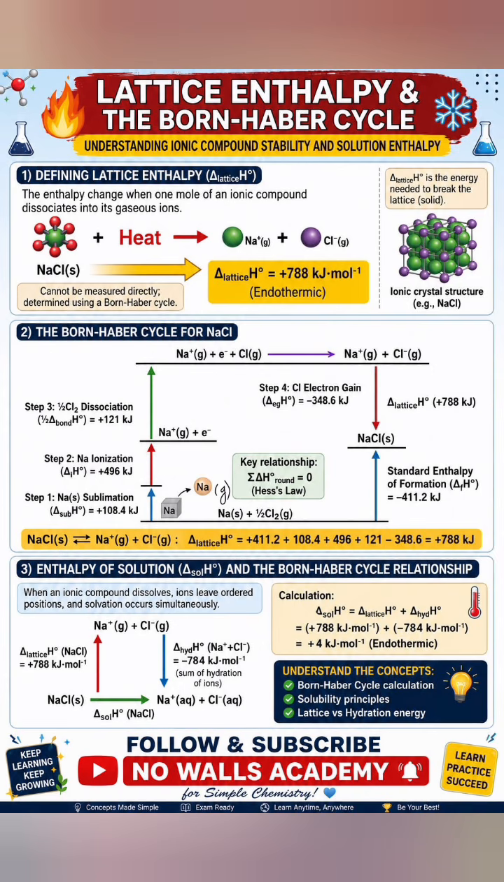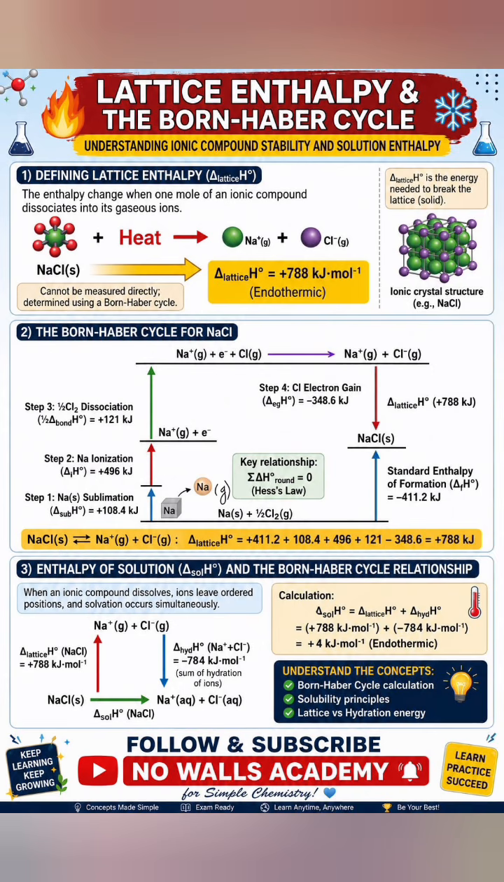But scientists cannot measure lattice enthalpy directly, so they use a clever energy cycle called the Born-Haber cycle. It applies Hess's law to calculate lattice enthalpy step by step. The process includes sublimation, ionization, bond dissociation, electron gain, and formation enthalpy. When all these energy changes are added together, the lattice enthalpy can be determined.